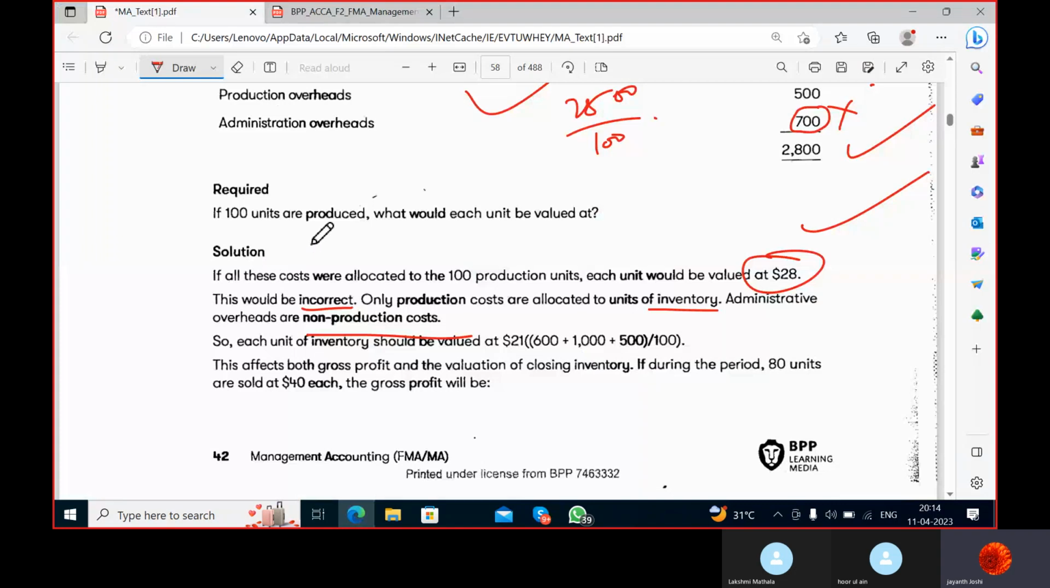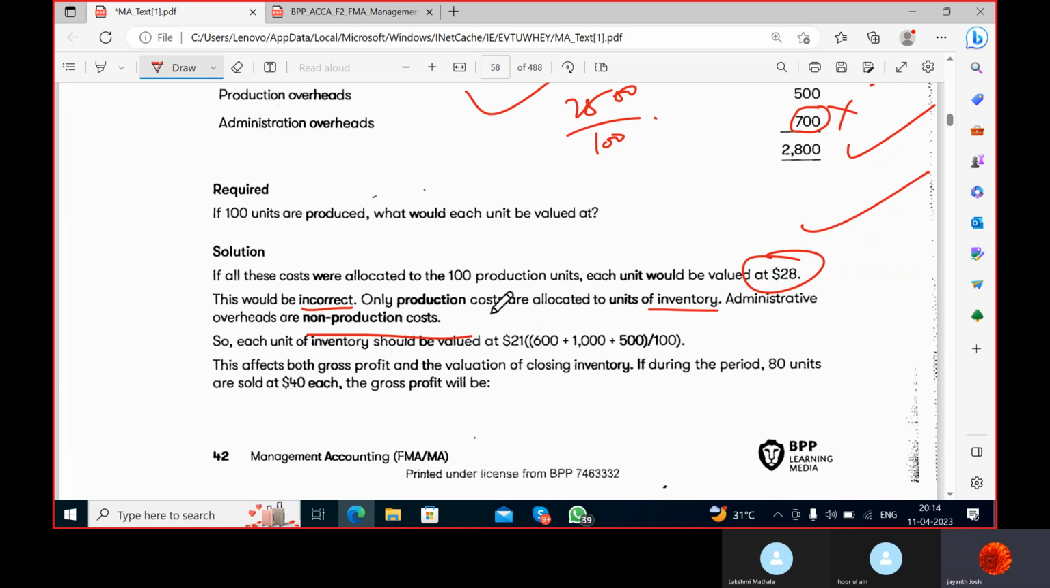So if 100 units are produced, what would each unit be valued at? They are showing you the correct procedure. See, what I said is what you are seeing here. If all these costs are allocated, that means you are taking all the cost into consideration, then $28. But they say this is incorrect. Why? Because they say only production costs are allocated to units of inventory.